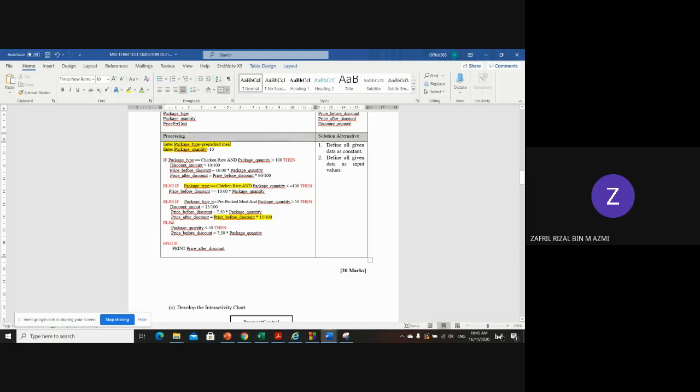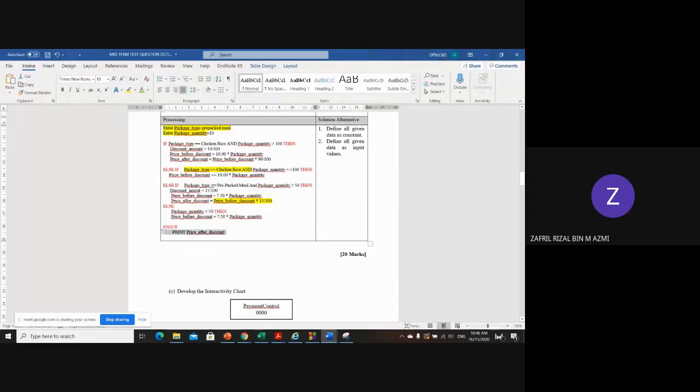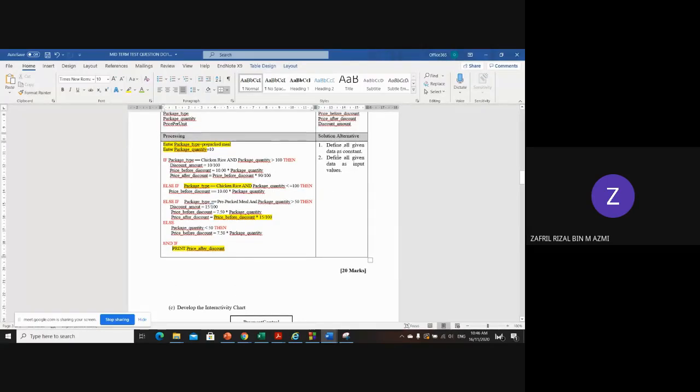Okay, and then your friend only stops over here, then this is okay. So this is for the rest, for the pre-packed meal and package less than 50. Then I think it's okay. So this one no need to put. Just put the if else decision. Define all given data as constant, define all given data as input value. Don't forget to put star. That's it.